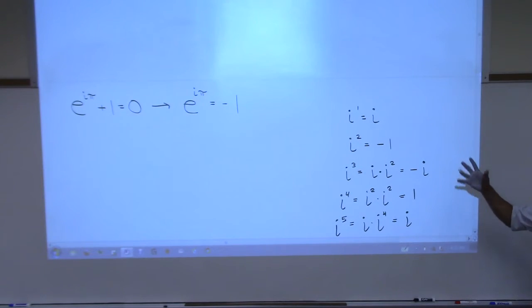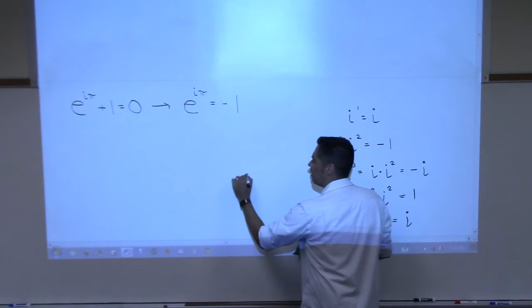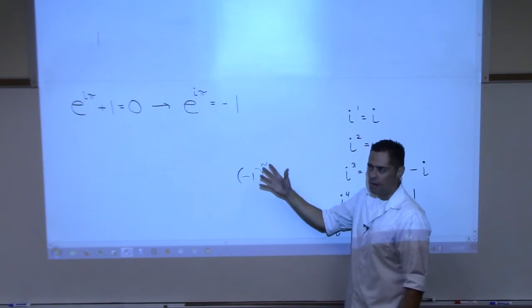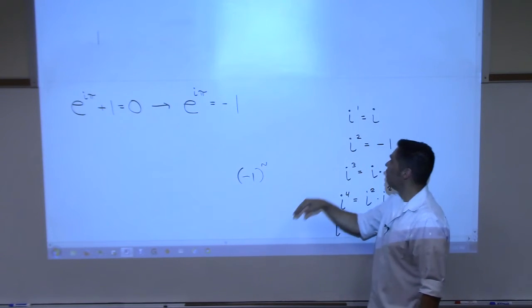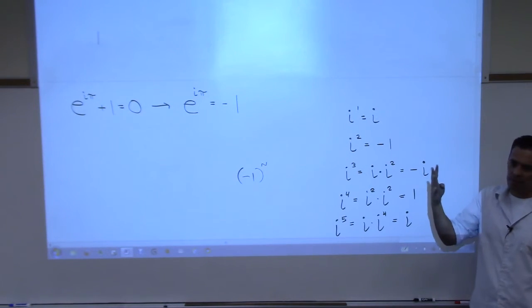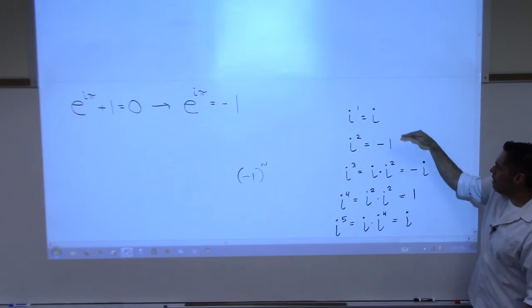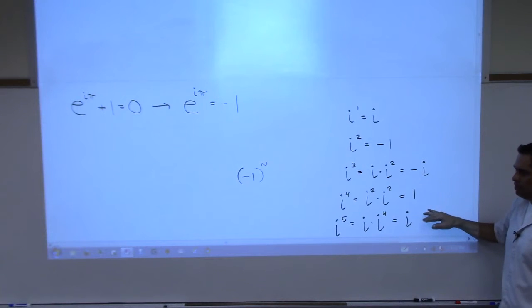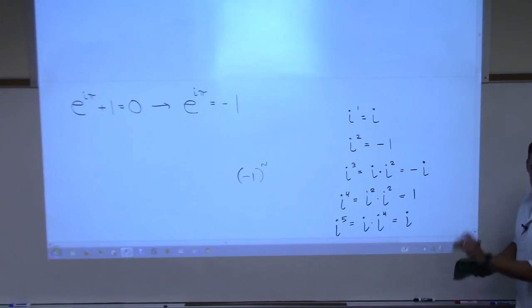So we call this cyclic, okay? -1 does the same thing, right? -1 to different powers is going to cycle back and forth between -1, +1, -1, +1. i raised to different powers is going to cycle, but it's a 4-phase cycle. It's i, -1, -i, 1, i, -1, -i, 1, right? Keep that in mind.